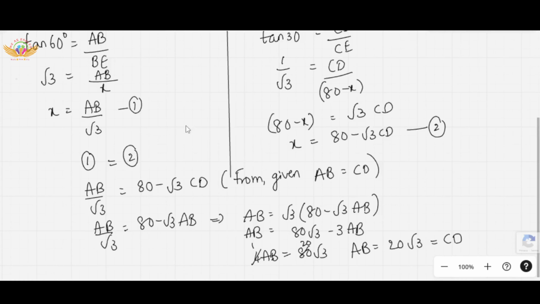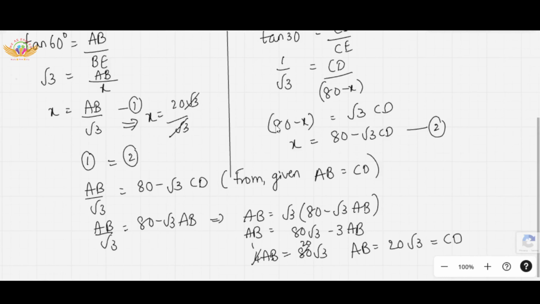And now we have to find the ground distance. That is x. What is x and what is 80 minus x? We have to find out. We can directly substitute this equation here. In the first equation, see here, x is equals to AB, what? 20 root 3 by root 3, right? Root 3 cancel. So x value we got 20. And here, when we do 80 minus x, we will get 60.